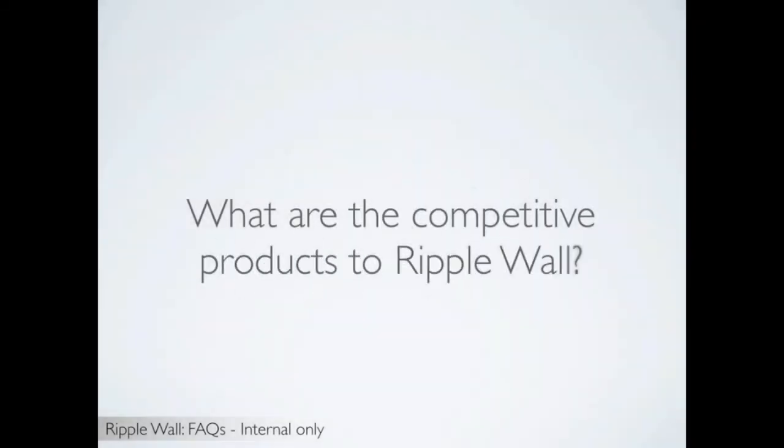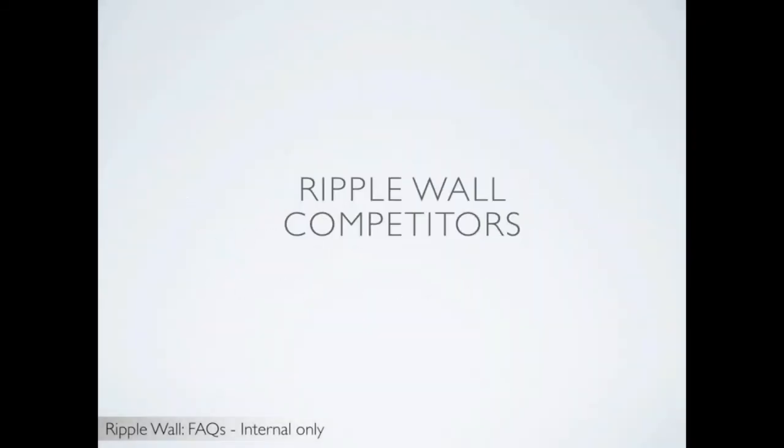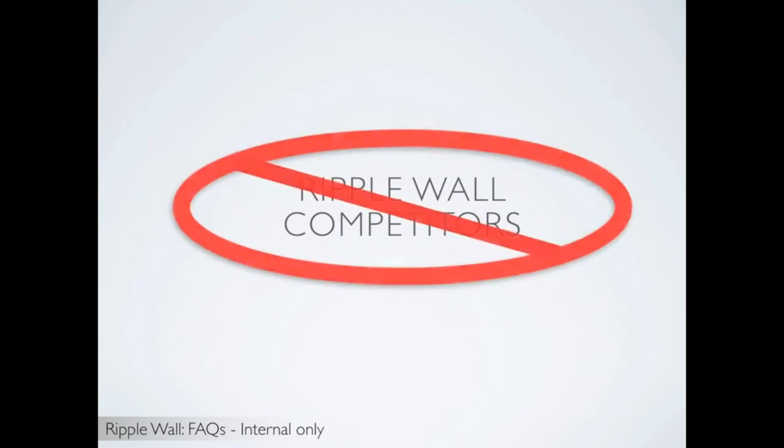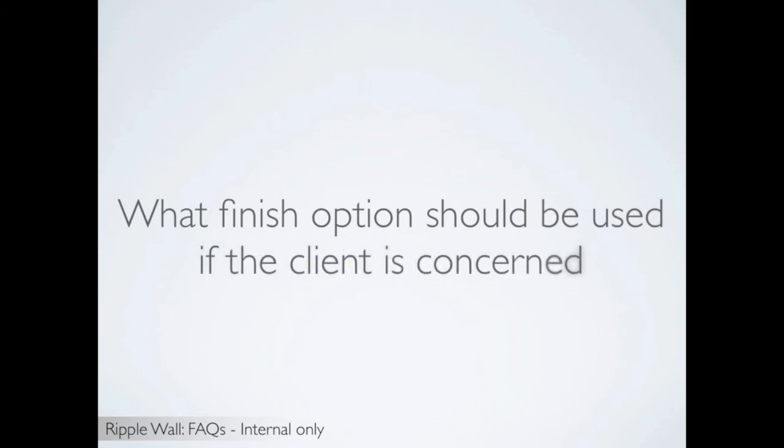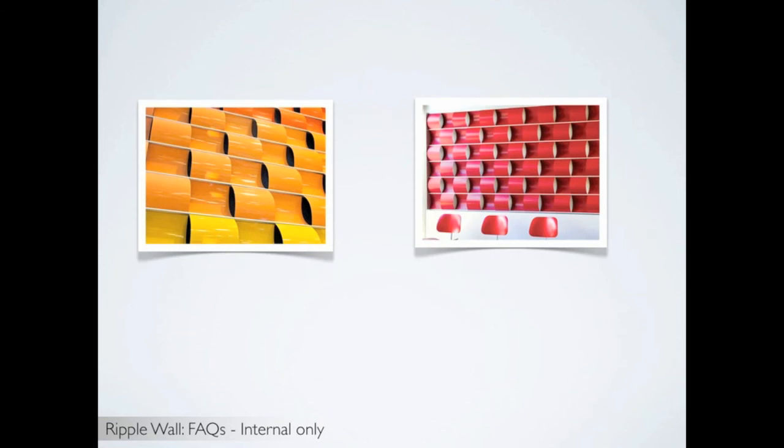What are the competitive products to Ripple Wall? There are currently no competitors to Ripple Wall. What finish option should be used if the client is concerned with durability? The most durable finish for Ripple Wall is polyresin or Varia with a sandstone finish.